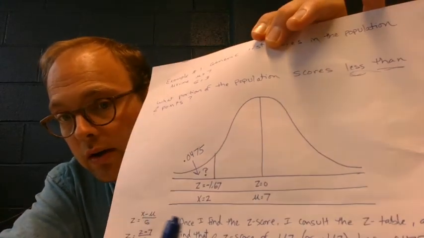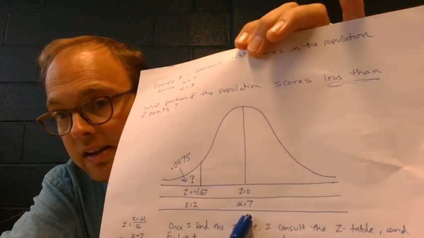So as a recap, I drew the distribution. I put the lines under my abscissa. The top line is going to be my z-scores. The bottom line is going to be my raw scores. I cut that distribution in half with a vertical line. I charted my z-score of 0 in the middle, my mean of 7 in the middle.